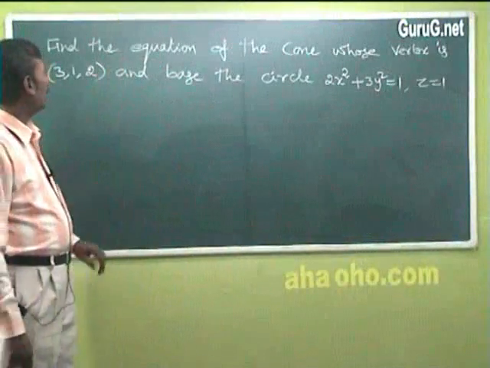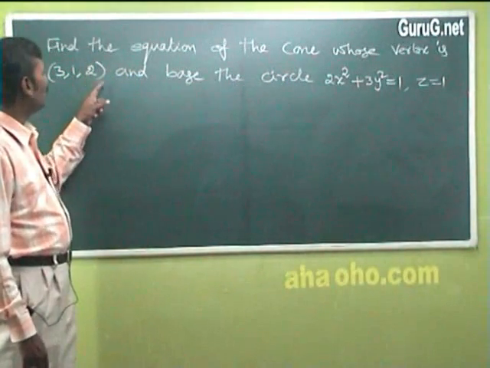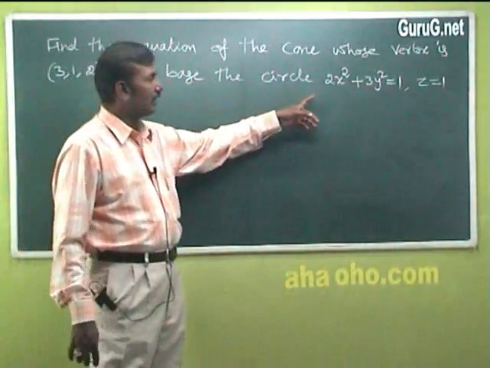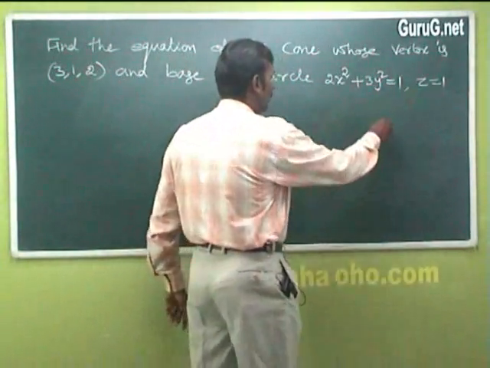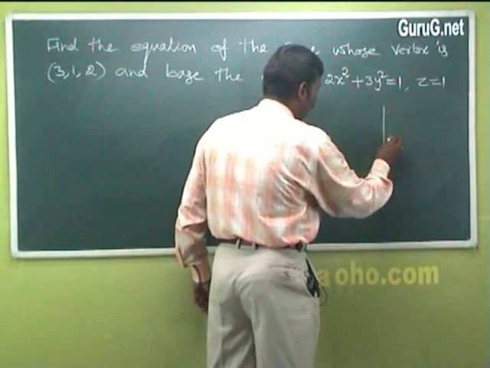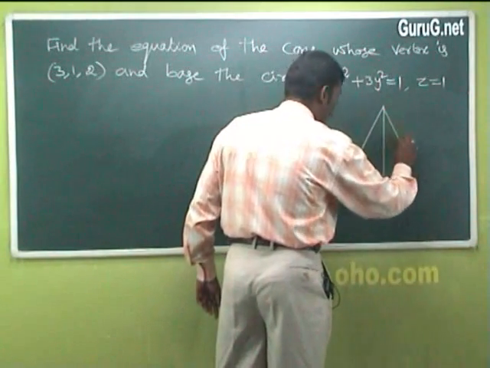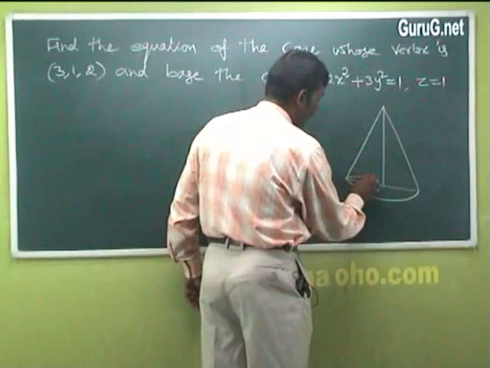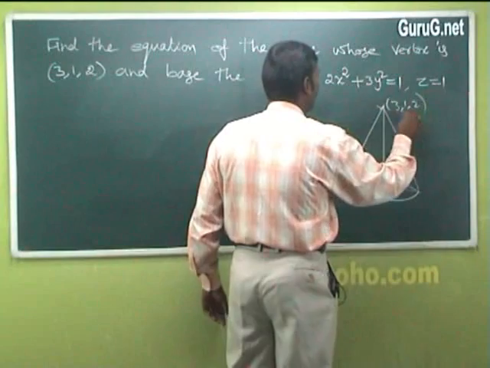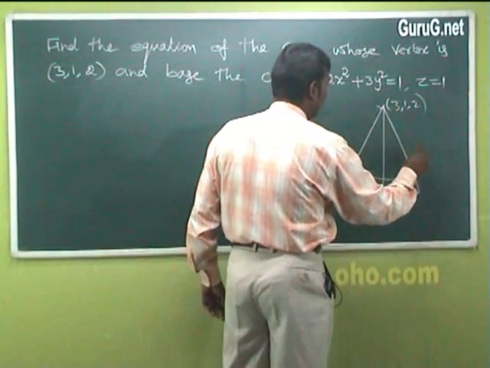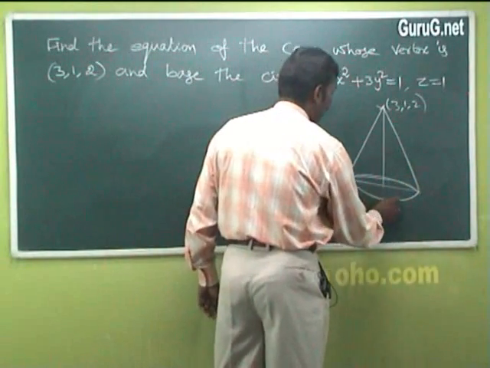Clear? So find the equation of the cone whose vertex is (3, 1, 2) and the base is the circle 2x square plus 3y squared equal to 1, z equal to 1. You assume that this is the cone. We have to find the equation of this cone, right? So this is the vertex (3, 1, 2). This is a generator. Take it as a straight line passing through (3, 1, 2), and this base is a circle which it intersects. Okay, you have to find out.